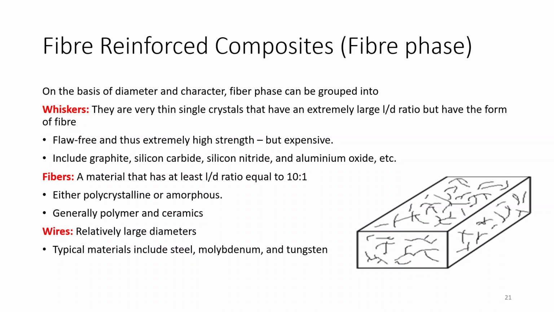In case of fibers, a material which has at least an L by D ratio equal to 10:1. Either they are polycrystalline or they can also be amorphous in nature. And generally polymers and ceramics are used as fibers. Then there are wires which have relatively large diameters, and typical materials include steel wires, molybdenum wires and tungsten wires, etc.